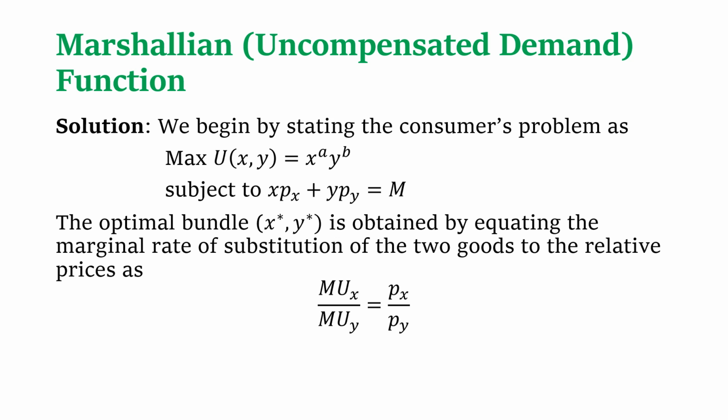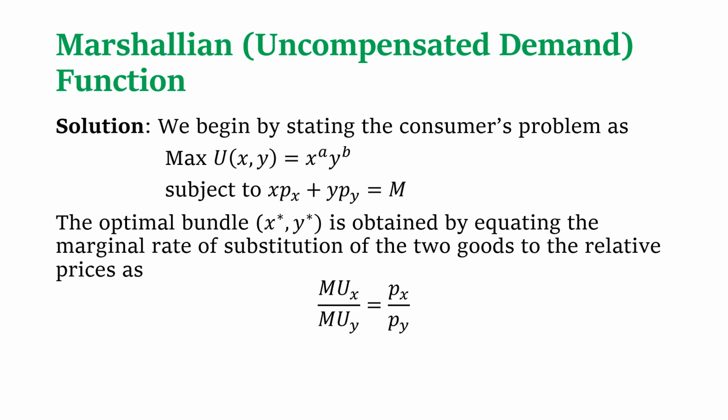Now, if we look at this, we're going to maximize u of x, y equals x to the a, y to the b, subject to x p_x plus y p_y equals m. Now, we know that the condition for optimality is the marginal rate of substitution equals the relative prices. That is MUx over MUy equals p_x over p_y.